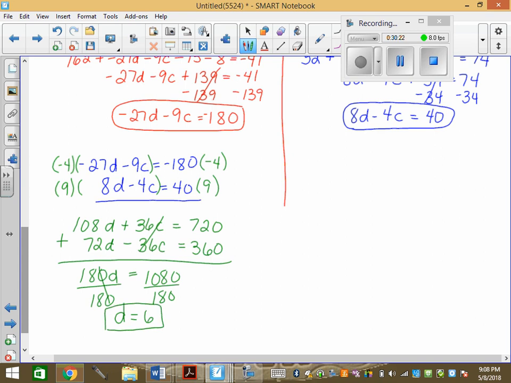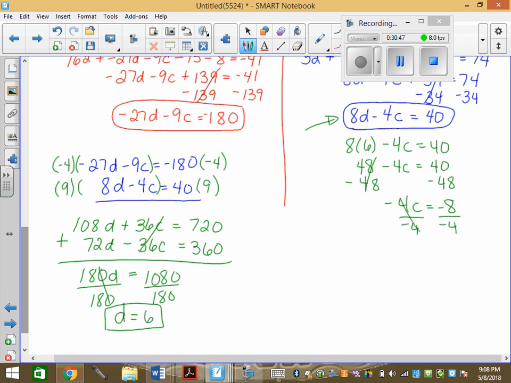I'm going to plug it back into this one just because there's space below it. So I get 8 times 6 minus 4c equals 40. 8 times 6 is 48, minus 4c equals 40. And then I'm going to subtract 48 from 40, and I get negative 4c equals negative 8. Divide by negative 4, and c equals 2.